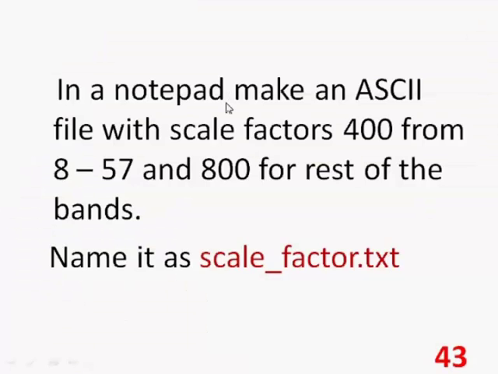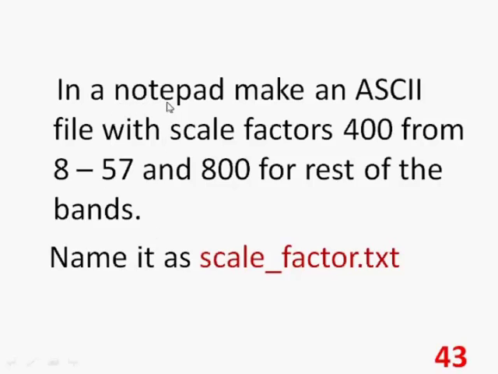Now please note here that you have to make an ASCII file in a notepad with scale factors 400 from band numbers 8 to 57 and 800 for the rest of the bands. Please make sure that the number of entries of scale factors should be the same as the number of bands in the Hyperion image. If you are using some other satellite image, the scale factors would vary. You can find the details in the Hyperion references.